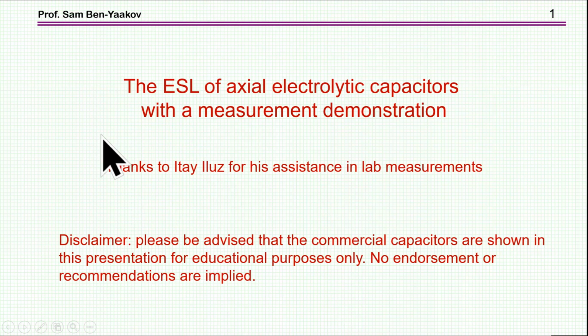Hi, I'm Ben-Yaakov. This presentation is entitled The ESL of Axial Electrolytic Capacitors with a Measurement Demonstration. I'd like to thank Itai for assisting in the lab measurements. And there is a disclaimer here that the commercial capacitors that are shown are for educational purposes only. There is no endorsement or recommendation implied.